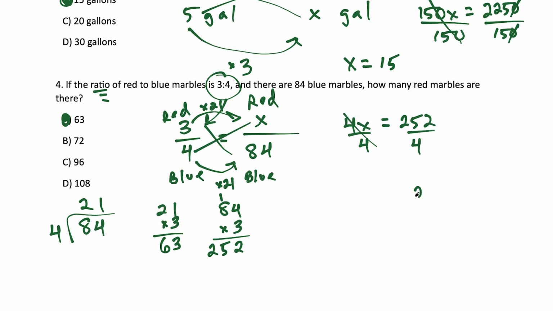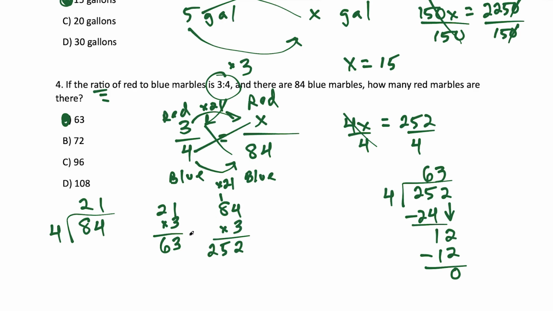And then if we do the long division here, 252 divided by 4, 4 goes into 25 6 times. 6 times 4 is 24. Subtract, there's 1 left. We bring down the 2, and then 4 goes into 12 3 times. 3 times 4 is 12. Subtract, it goes in evenly. Okay, but either way, we're going to get x equals 63. So x equals 63. Choice A is our solution.